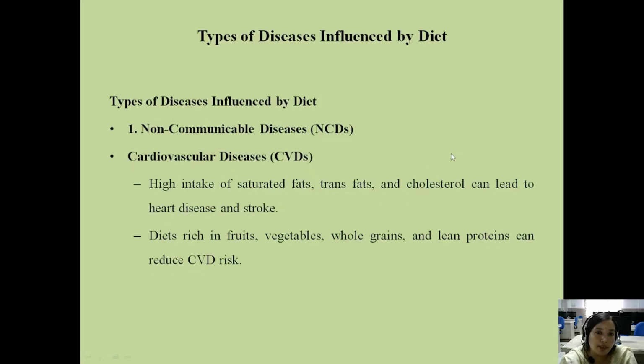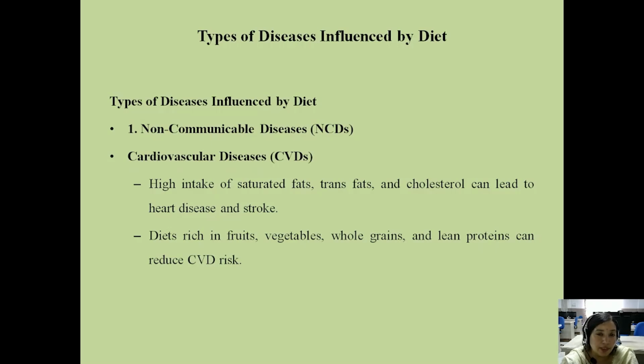Then we come to the types of diseases influenced by diet. Non-communicable disease, cardiovascular disease: a high intake of saturated fats, trans fats, and cholesterol can lead to heart disease and stroke. A diet rich in fruits and vegetables, whole grains, and lean proteins can reduce CVD risks.